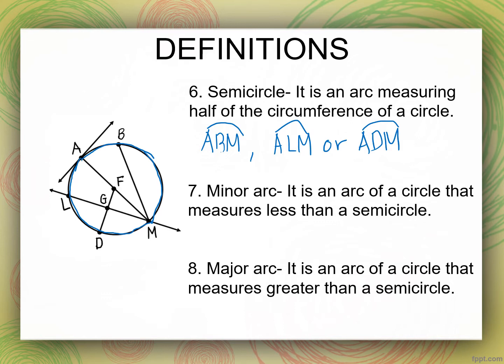Okay, let's have the next one, minor arc. It is an arc of a circle that measures less than a semicircle.